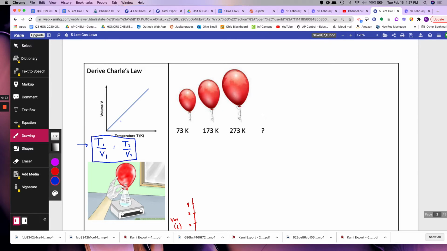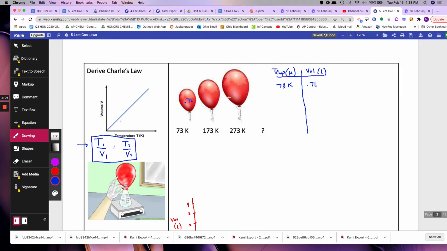This experiment will need a balloon, and we're going to measure the temperature of the balloon and how big the balloon gets. So what we will do is take the temperature in Kelvin, of course, and measure the volume of the balloon in liters. Let's say the temperature is 73 K. We will put this balloon in a 73 K environment, and we're going to measure the volume. Let's say the volume is 0.7 liters.